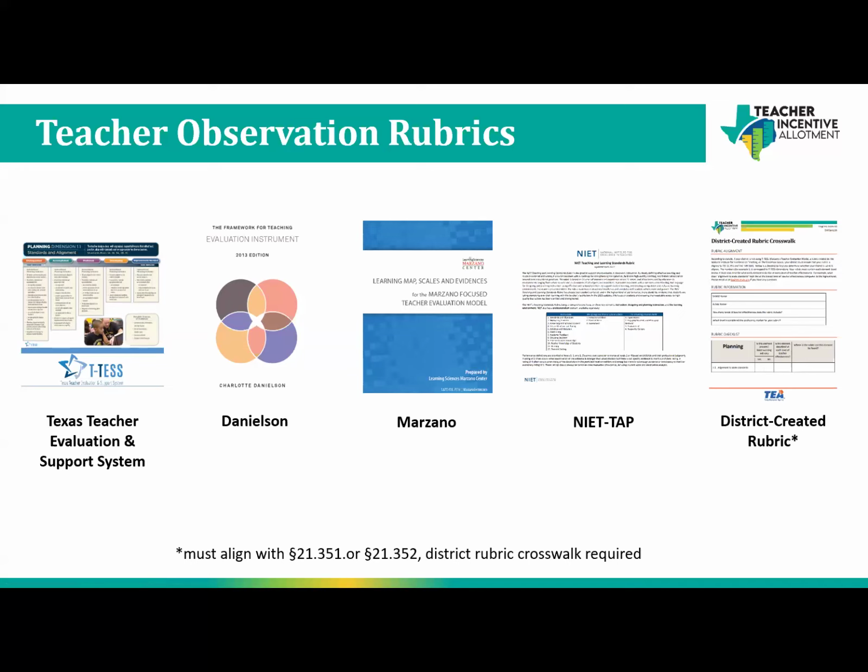You just have to make sure that it aligns to statute. So if you do want to use a district created rubric, you would need to submit a district rubric crosswalk where you can show us how your district created rubric aligns to statute, and that crosswalk is good to go. So if you want more information about that, please email the TIA inbox and they can give you information about that crosswalk. But any of these first 4 are automatically pre-approved and you don't have to do anything extra.